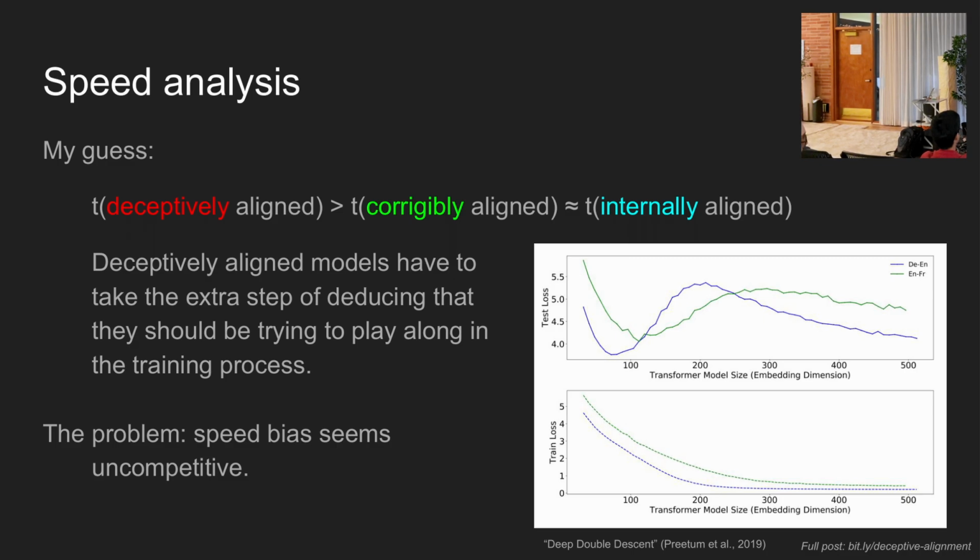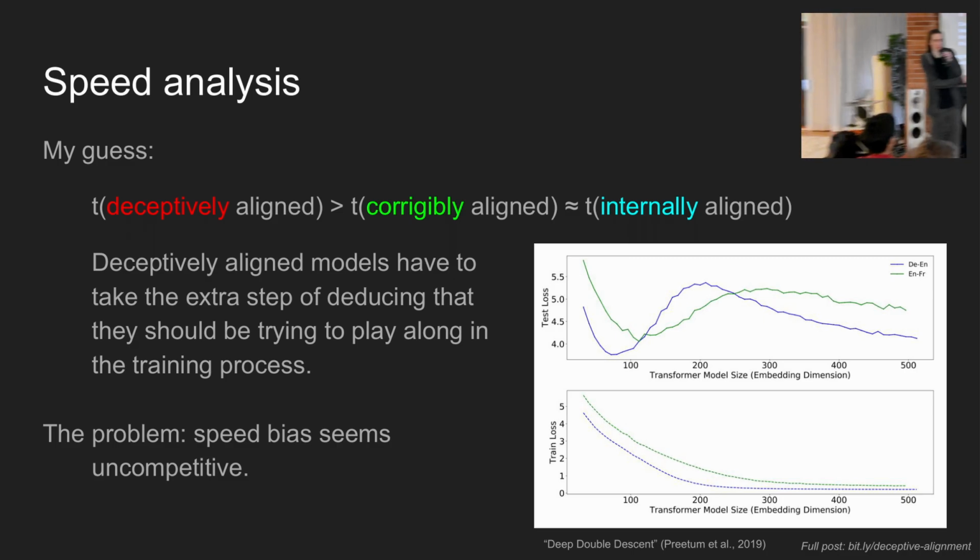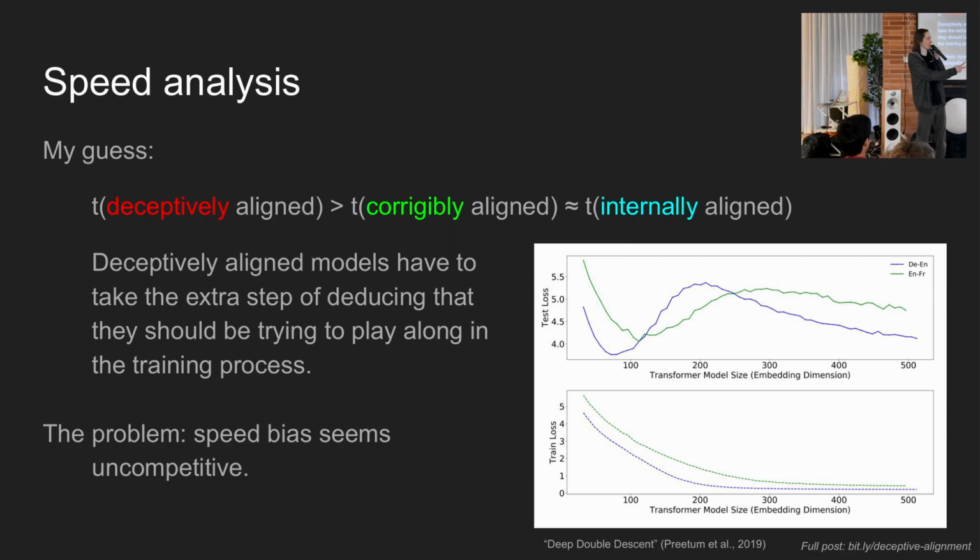Well, it really depends on what we mean by speed, right? We can look at this graph here and say this graph is implementing a speed bias. What we did was look at the first thing that gets zero train loss as we vary the size of the model, and then we select that. And this doesn't work, in the sense that it yields bad performance.